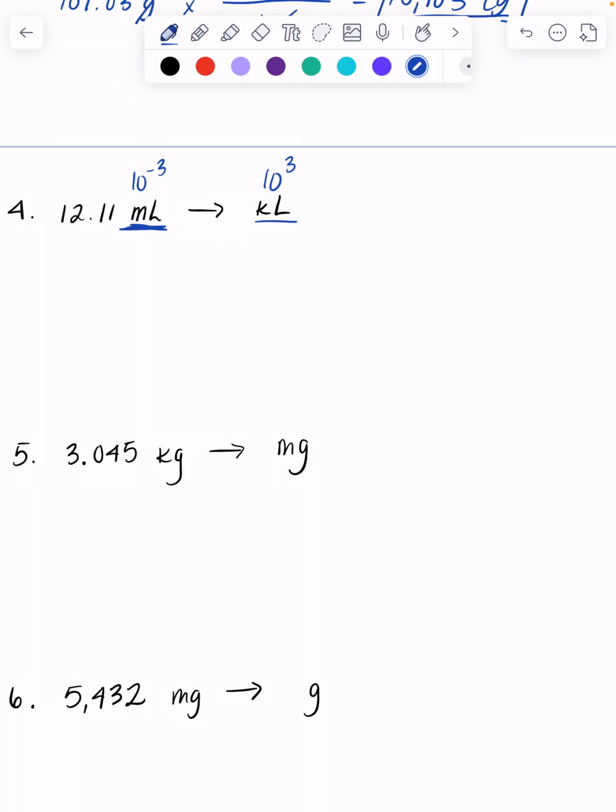I love using base units, and that's what I'm going to do. So I'm going from milliliters to liters to kilo. We did an example of this already. Hopefully we can get it. So 1 milliliter equals 0.001 liters. Amazing. And now 1 liter equals 0.001 kiloliters.